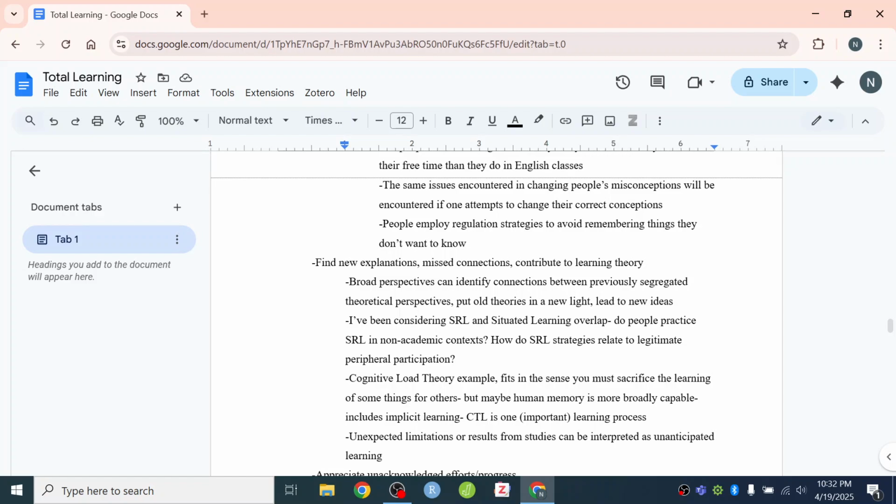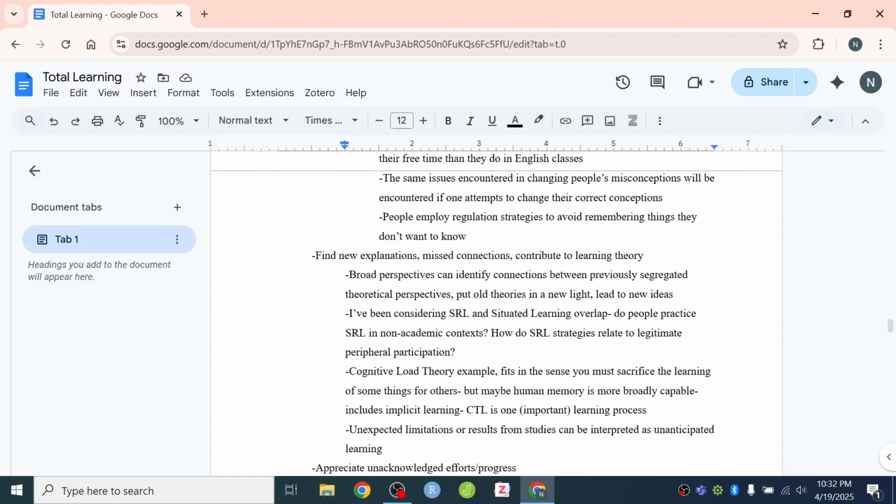Unexpected limitations or results from studies can be interpreted as unanticipated learning. Rather than saying, we gave you these algebra problem worksheets, we thought you'd learn more about algebra, you appear not to be learning anything more about algebra, why is that the case? Well, maybe they're learning how to game these worksheets. They're doing a different kind of learning, a kind of problem-solving learning that you didn't anticipate. But that doesn't mean they're not learning. So it reframes unexpected results of studies.